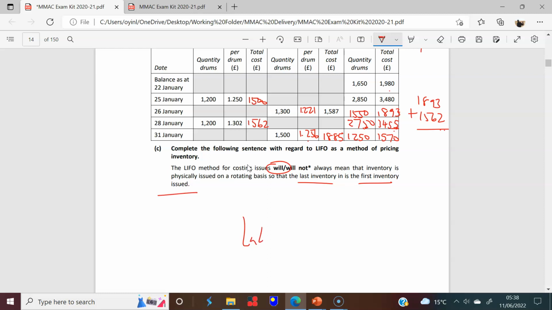The last inventory in is the first inventory issued. That's what last in, first out means. Okay, great. So the answer is "will". And let me just make that very clear. The answer is "will".